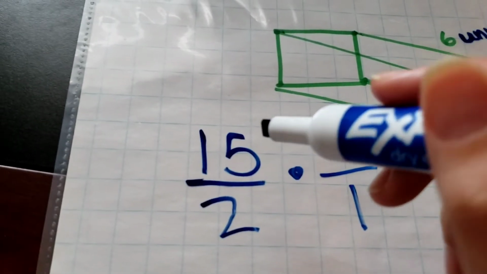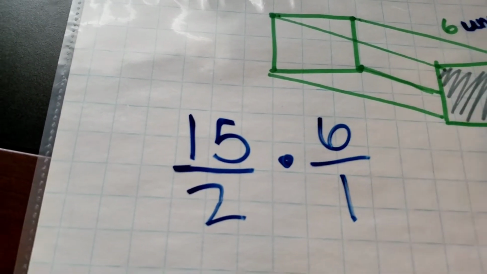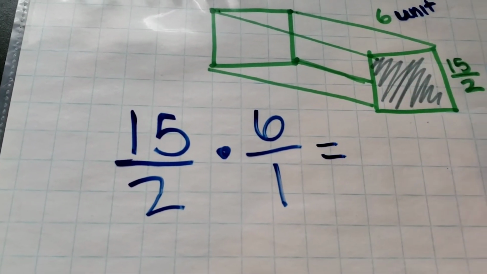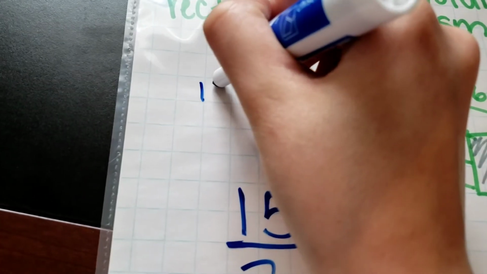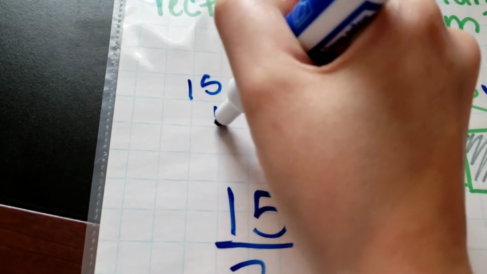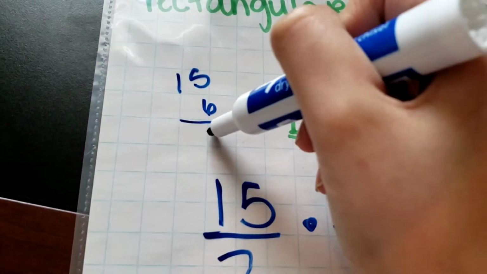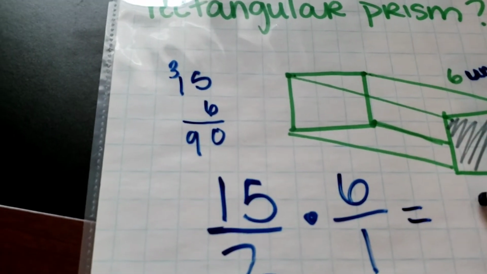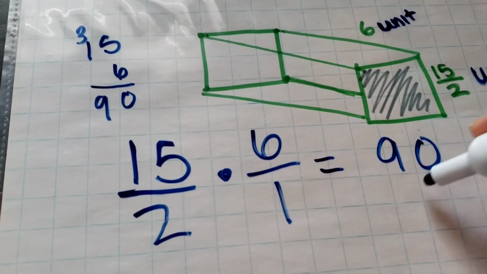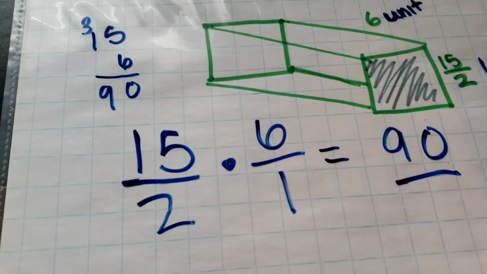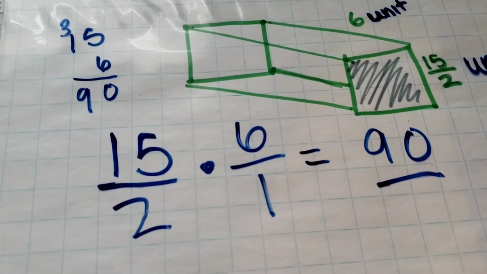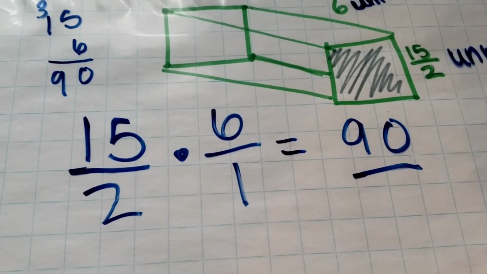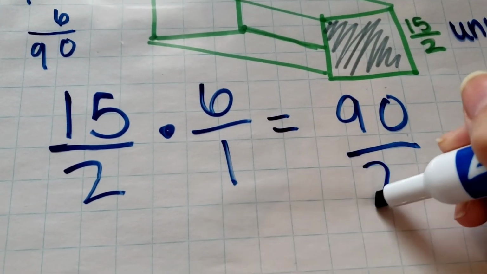Now, I have 15 times 6. Looking at this, 15 times 6, I don't know it off the top of my head. So I have 15, sorry for the arm, times 6. And I get 30, I get 90. So I have 90 over 2 times 1. What is 2 times 1? Oh, I know, you're right, Jazeel, it's 2.